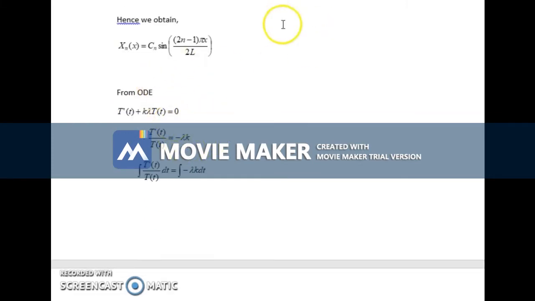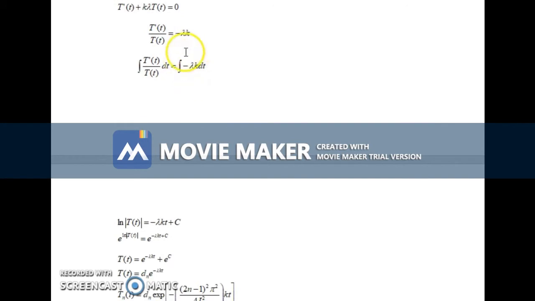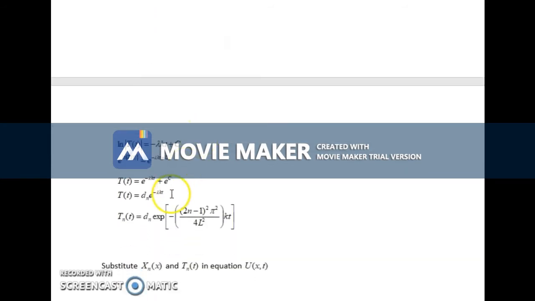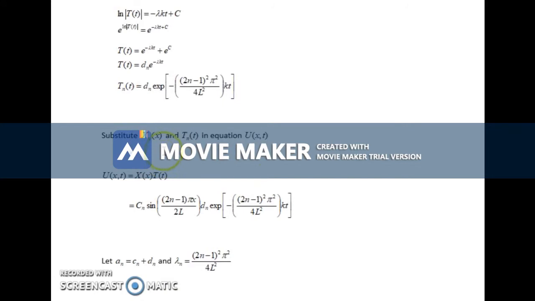From the ODE, we need to find the function of t. So we need to integrate because it has T prime. So we integrate with respect to t, and then we will get Tn(t) equals Dn exponent this. So substitute back. We already get Xn and Tn.